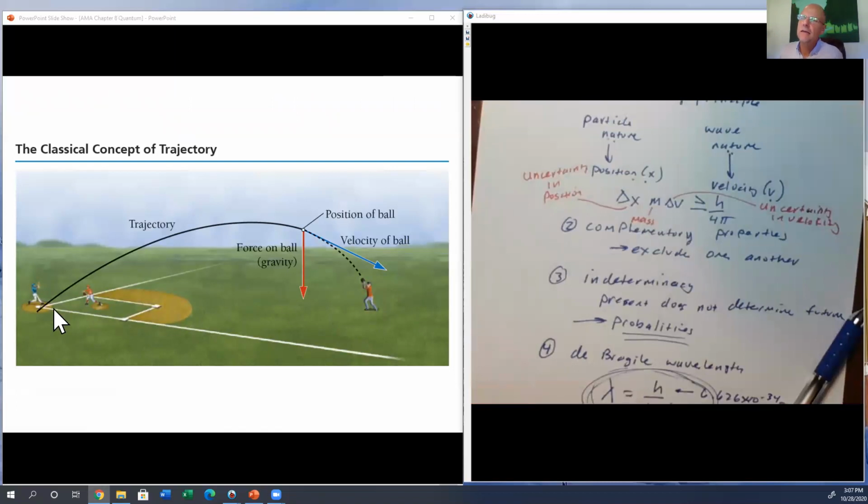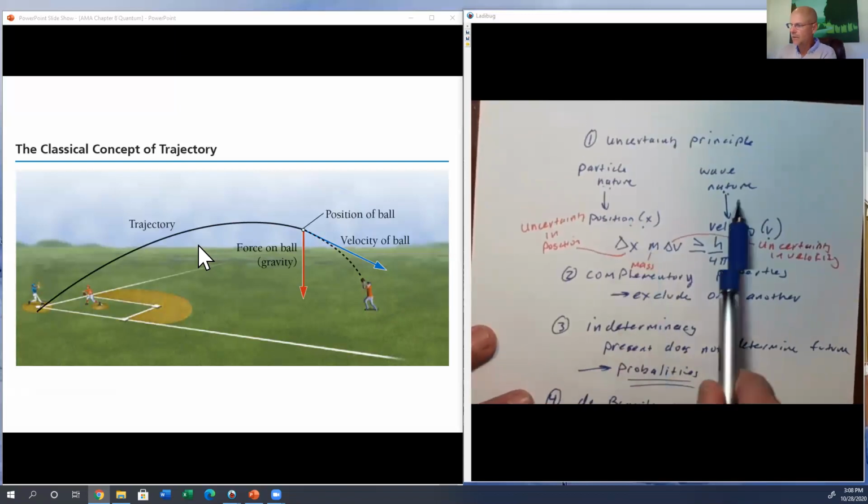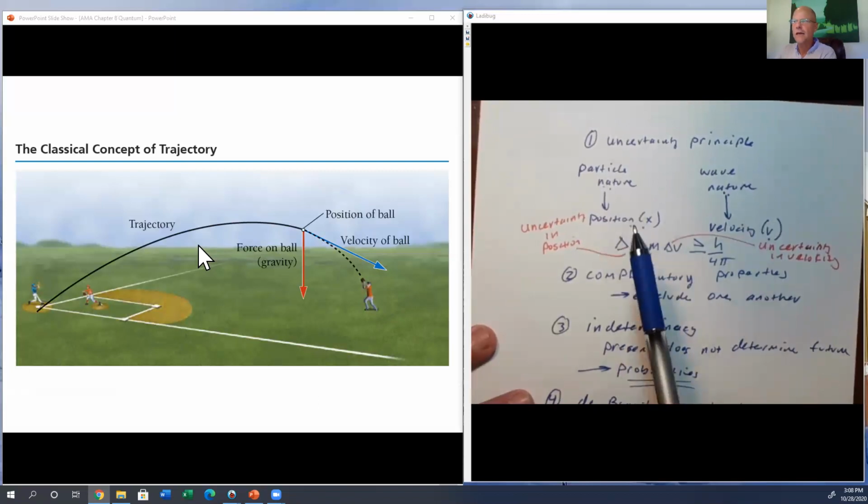So for a particle, we have this concept of a trajectory, right? When the baseball player hits the ball, if you know the mass and velocity, you can figure out exactly where it's going to land through classical physics. That doesn't exist for electrons, because the particle nature is associated with the position, the wave nature is associated with velocity. You can't know both at once, so you can't know position and velocity at once.